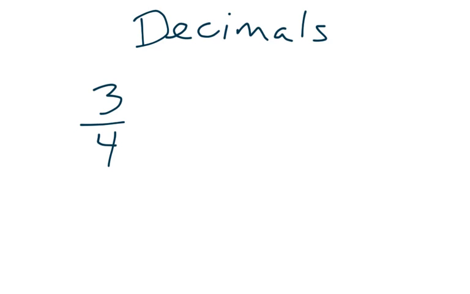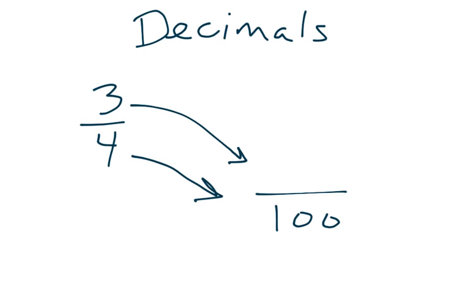We have two options here. One way is to look at this 4 and see if it is a good partner with 100. Whatever we multiply that 4 by, we would also multiply the 3 by to get that to be 100.